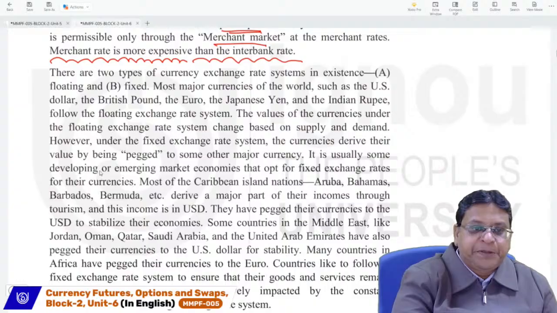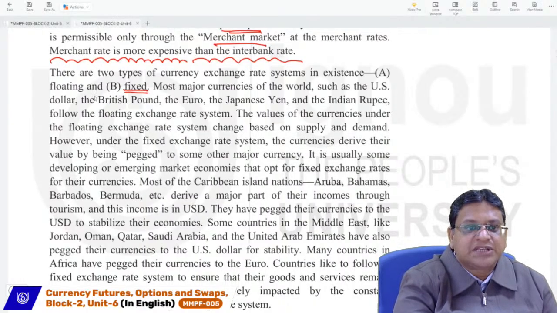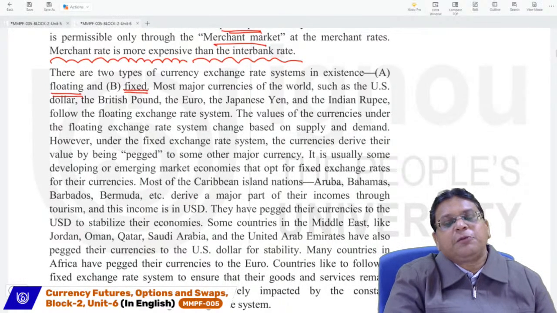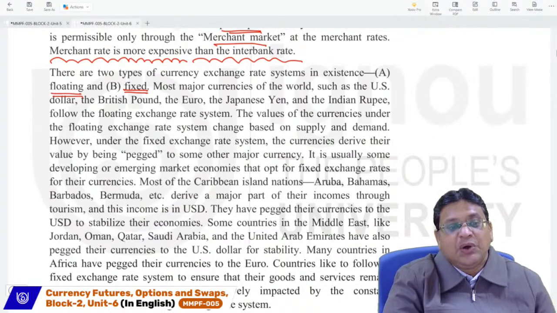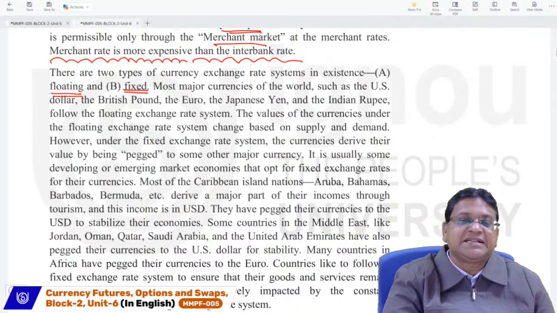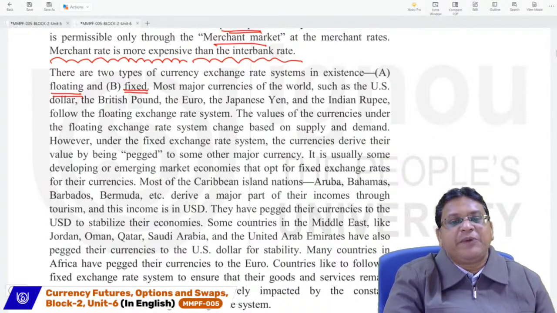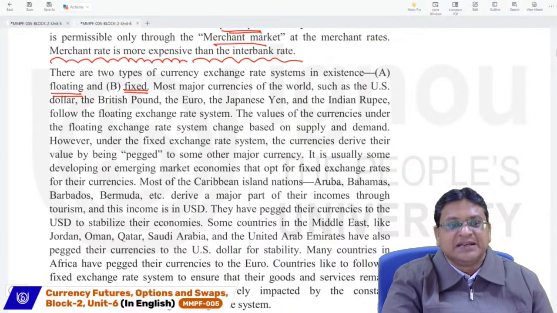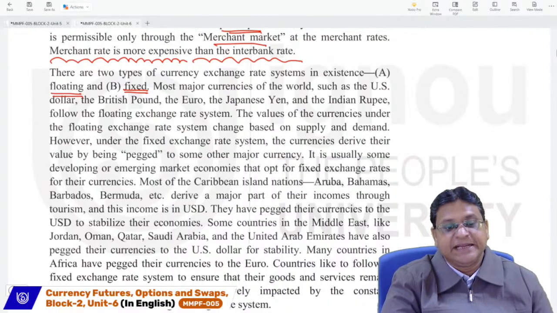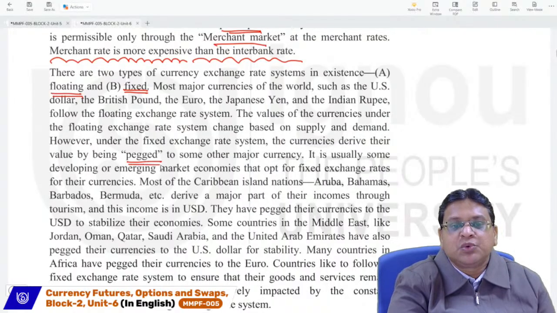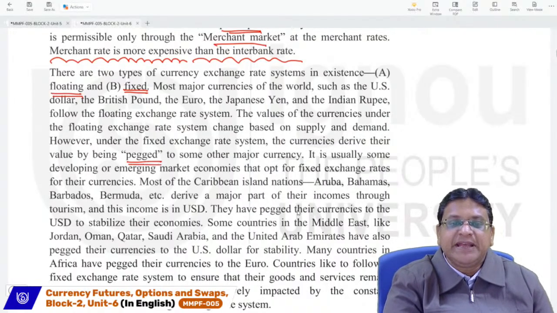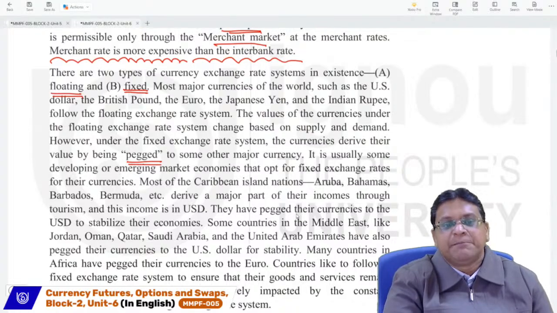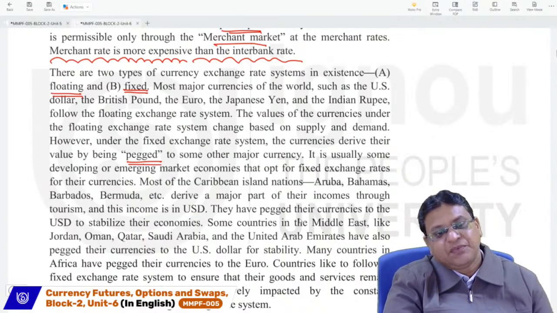One is known as fixed exchange rate, another is known as floating exchange rate. In the fixed exchange rate, the government decides the exchange rate. It fixes the value of the rate with some internationally accepted currency, that is known as pegged rate. It pegs its currency to a particular currency, normally the US dollar. Many countries peg their currency value to the US dollar. In this case, the government decides the rate.